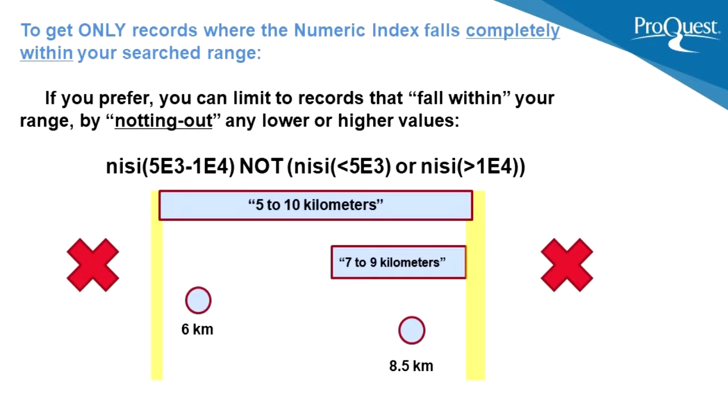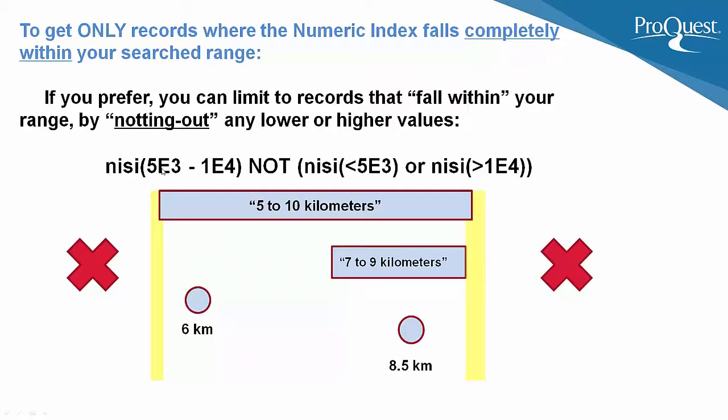In order to limit your search in the way that we were talking about, you could start with your search for 5 to 10 kilometers, but then you would NOT out any records where the NISI value may be less than 5 kilometers, or any that talk in any way about a range that is over 10 kilometers. And this is what that would look like.